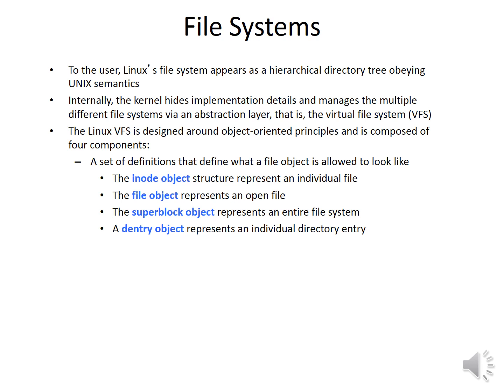The Linux virtual file system, in design and object-oriented principle, is composed of four components: inode object, file object, super block object, and dentry object. The inode object structure represents an individual file. The file object represents an open file. The super block object represents an entire file system. A dentry object represents an individual directory entry.